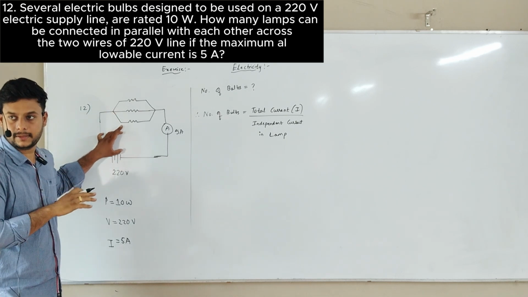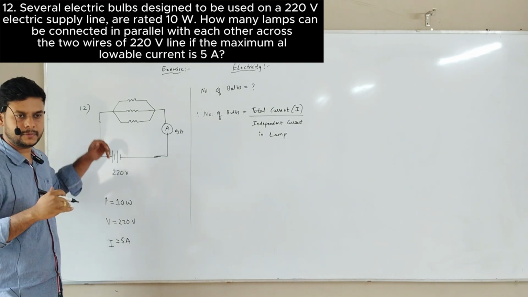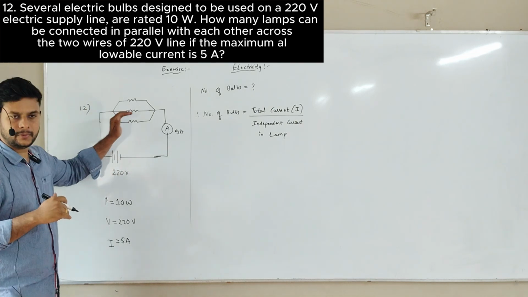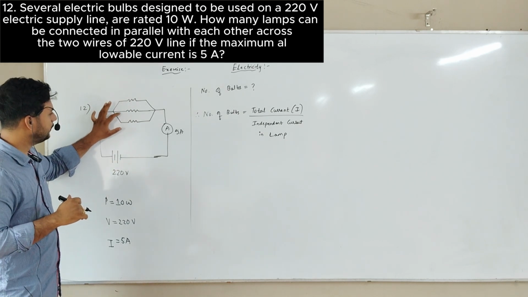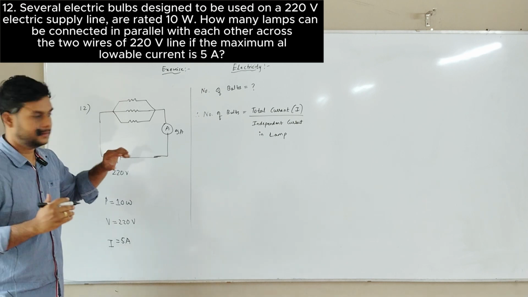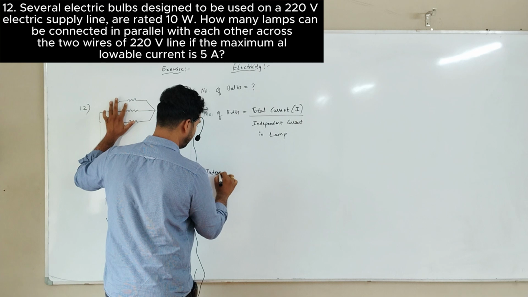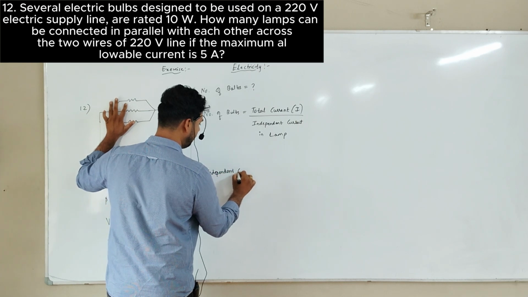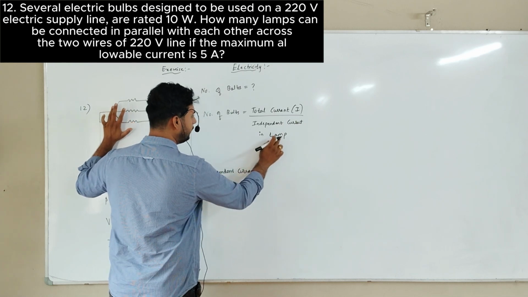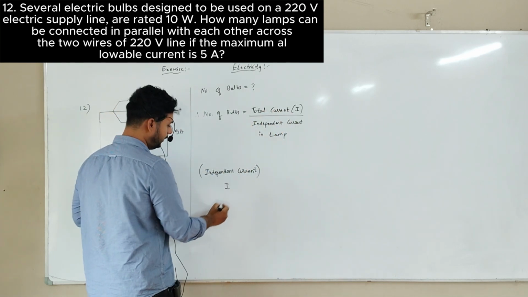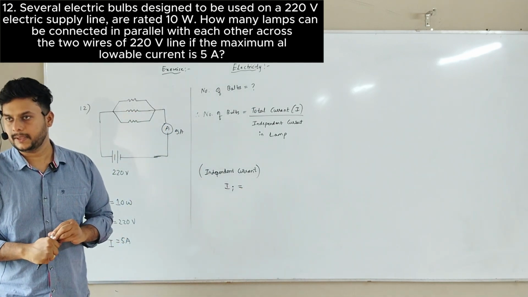We know that it's a parallel circuit. In a series circuit, the current flowing is the same everywhere. But when we go to parallel, we know that the current will differ in each branch. So first we will calculate this independent current. Don't get confused again. This is the independent current, I will take it as I1.